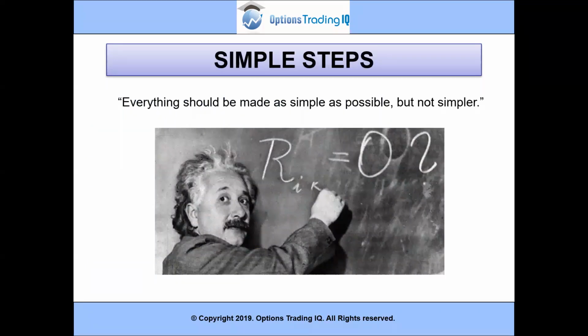All right, so the important thing with options trading is to keep it pretty simple. And as Einstein said, everything should be made as simple as possible, but not simpler. So you really don't want to try to overcomplicate things. Sometimes when you start learning more and more about options, you start doing these fancy strategies and things like that, but sometimes it's best to just keep it really simple.